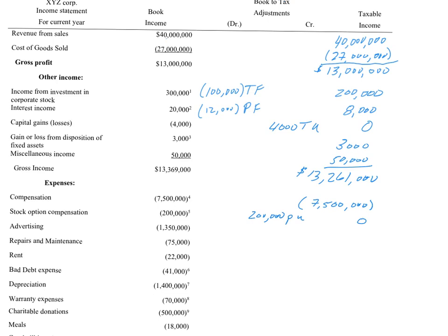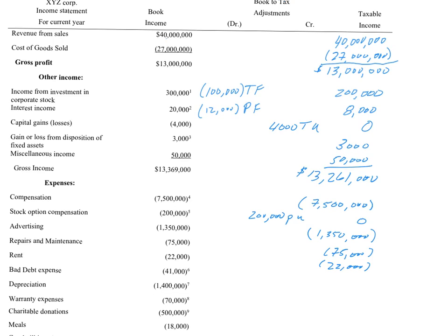All right, next up is advertising. We're not given any information that there's anything strange going on with advertising. Advertising is absolutely deductible for tax purposes, so it does not generate any kind of a difference. So we just move that same amount over. Repairs and maintenance, same deal. Absolutely deductible for tax purposes. Rent, we're not told anything is going on that's unusual with rent.